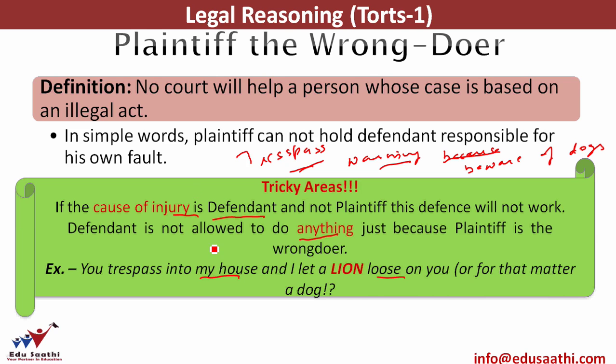The principle here says that the defendant would not be allowed to do anything just because the plaintiff is wrong. Just because you are entering my house, it would not entitle me to let my lion loose on you. Even though there is a ferocious dog, the dog which I know would bite you or harm you in any other way, I cannot let my dog loose on you intentionally just because you are entering my house. So in case the plaintiff is the wrongdoer, the defendant would take this defense against the plaintiff in a court of law. But if the defendant has done something which has harmed the plaintiff, in that case this defense would not work. It's a very simple defense.